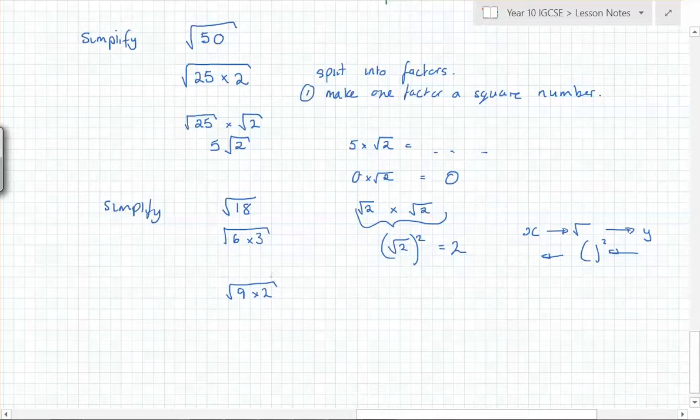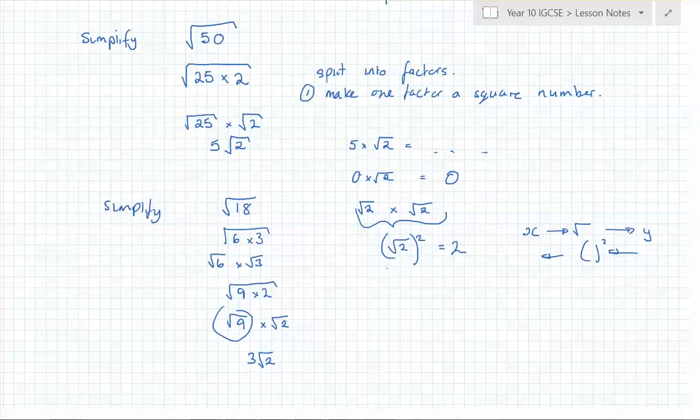Yeah, exactly. What we want is to be able to split this, don't we? So this becomes square root of 9 times the square root of 2. And this one is nice, isn't it? The square root of 9 is 3. Square root 2. So that's a nice simplified answer. If I did this one, square root of 6 times square root of 3, well, what's the square root of 6? 2.4. It's another horrible answer. Square root of 3, another horrible answer.